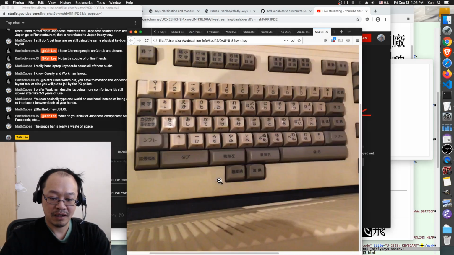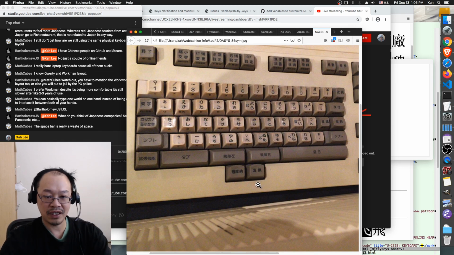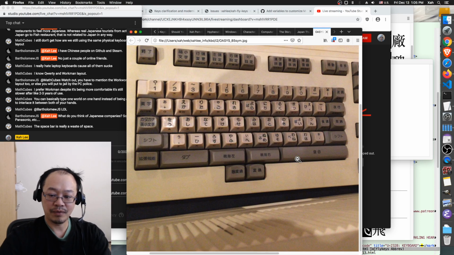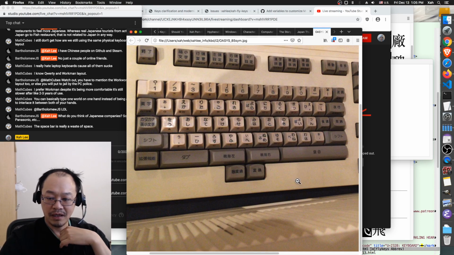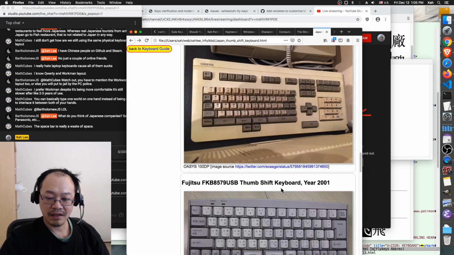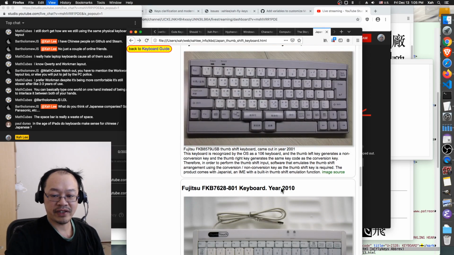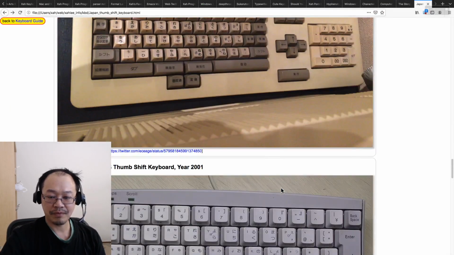By the way, this is a left thumb shift. This is the right thumb shift, and here at the bottom it's no conversion. On the right is conversion, to convert to Chinese characters, basically. So okay, here is a spacebar. Yeah, it's pretty big. I don't know why. So anyway, that's the thumb shift. We have several models. Okay, let's just look at them.